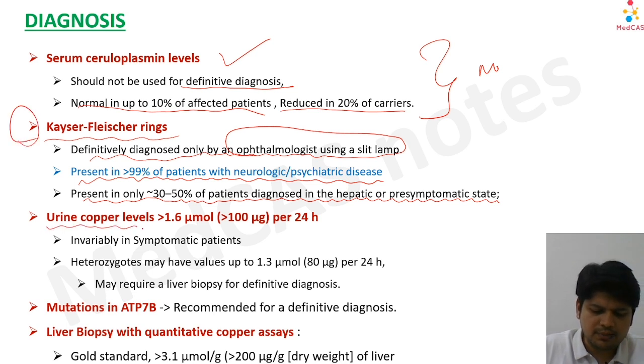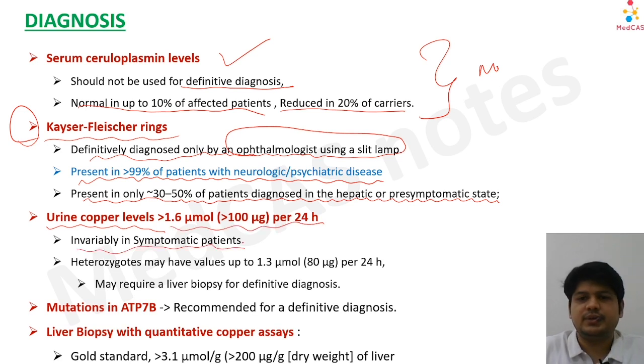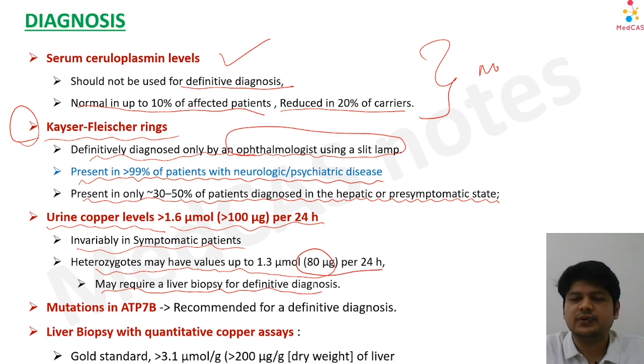Third is the urine copper level, more than 100 microgram per 24 hours, invariably in symptomatic patients. So in symptomatic patient, it will be high. If it is not there, you have to doubt your diagnosis. Heterozygotes may have value up to 80 microgram per 24 hours, may require a liver biopsy for definitive diagnosis. But for symptomatic patient, yes, it will support you. Okay, it will support you in making a diagnosis.